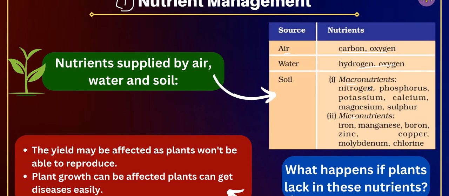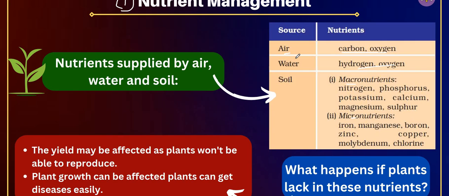So macronutrients include nitrogen, phosphorus, potassium, calcium, magnesium and sulfur. Total 6 macronutrients are there. And iron, manganese, boron, zinc, copper, molybdenum, chlorine. So total 7 micronutrients and 6 macronutrients.